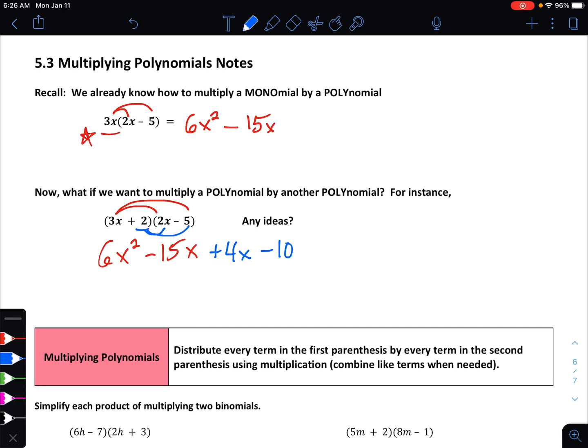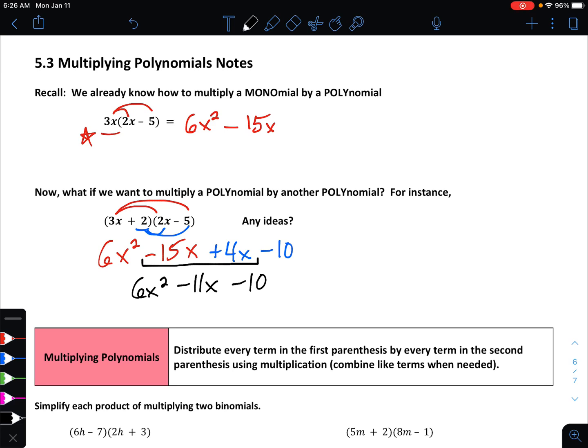Once we've done that, really all we have to check for is if there are any terms that we can combine. Oftentimes, these middle two terms are ones that can be put together. Negative 15 plus 4 is negative 11x. And then we're just going to copy down the first term, which was 6x squared, and copy down the last term, which was minus 10.